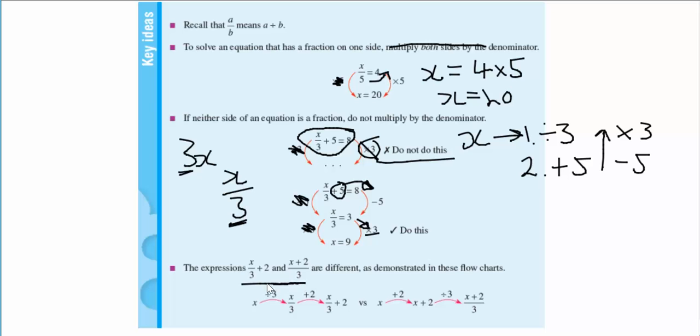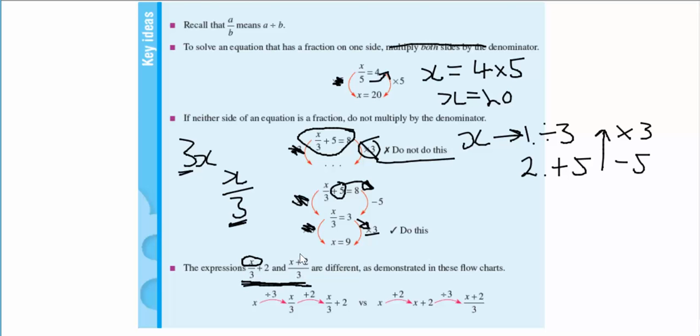Now, it can be very different depending on how it's written, and so the expression x over 3 plus 2 and x plus 2 over 3 are different. Forget the flowcharts. So they're different how? How do you think they are different? Well, if you look at them here, in this particular problem, just the x is being divided by 3. That's the only thing, not the plus 2. So whatever value you had for x, the first thing you ought to do to that is divide by the 3, and then you add the 2.